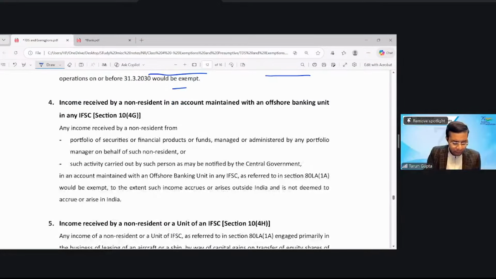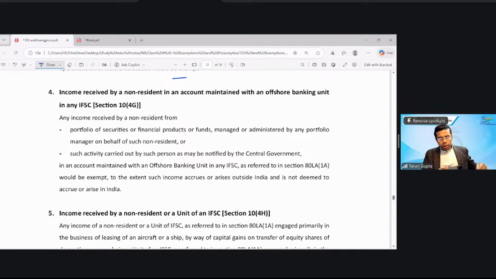Okay. Then, income received by non-resident from portfolio of securities. So what the unit in IFSC is doing, they are managing portfolios. They are providing portfolio management services.